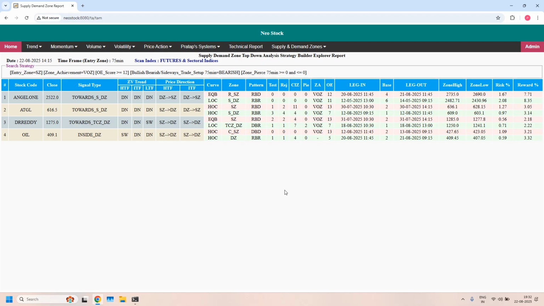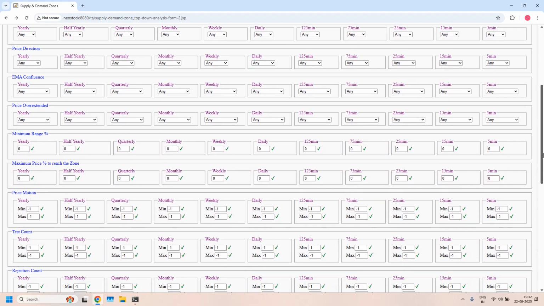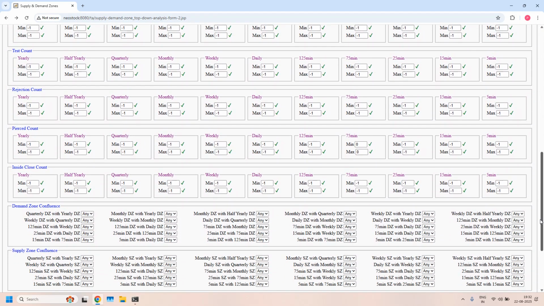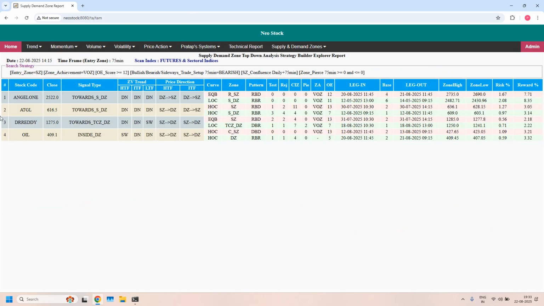Out of these 4, how many are having more high probability to get success? That we will filter based on different zone confluence and EMA confluence strategies. First filter is LTF and ITF supply zone confluence. That is 75 minutes and daily supply zone confluence. I enabled the filter. By applying the filter, we got 4 stocks. In all these 4 stocks, the 75 minute supply zones are overlapped with daily supply zone. And also daily trend, that is ITF trend, is downtrend in all the stocks.